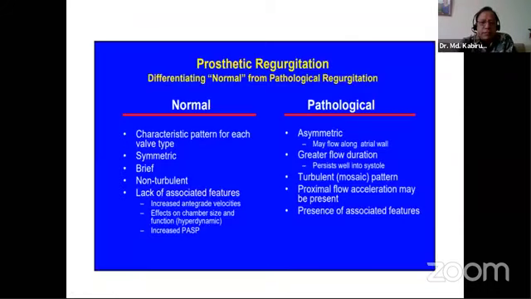Now, what are the features of normal or physiological regurgitation? This is a characteristic pattern of each valve type. It is symmetric, brief and non-turbulent, whereas pathological regurgitation is always like that of the native valves.